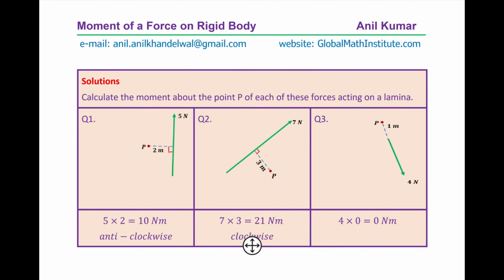So here are our solutions which we did just now. In the first case, it is 5 times 2, 10 Newton meters. Anti-clockwise is the direction, right? So this goes anti-clockwise. Here we have 7 and 4. 7 times 3 is 21 Newton meters and the direction is clockwise. In this case, it is 0 since the force acts through the point itself. So I think all these concepts are absolutely clear, right?